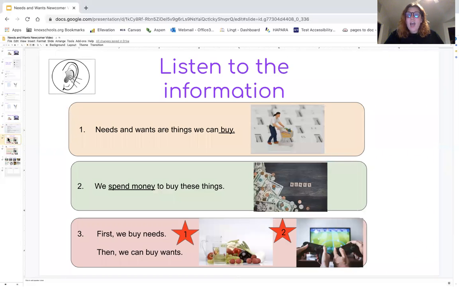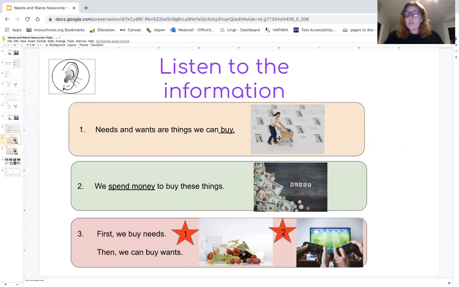Okay, now I'm going to read some sentences, some information about needs and wants. We have our listening symbol here, so we are going to listen to the information. So listen to me. Number 1, needs and wants are things we can buy. So what does buy mean? Let's look at our picture.